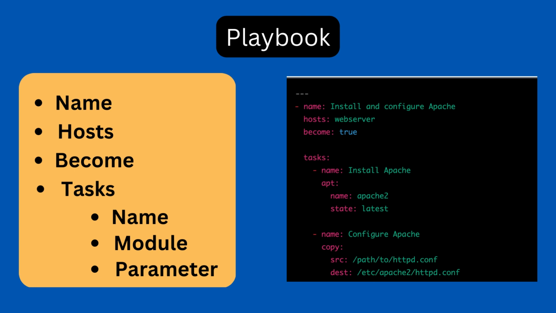Next task is to configure Apache. For that, we have used the copy module to copy the configuration file. Parameters used are source and destination, which are used to specify the file location. This is how we write and structure tasks in a Playbook to get the desired result.